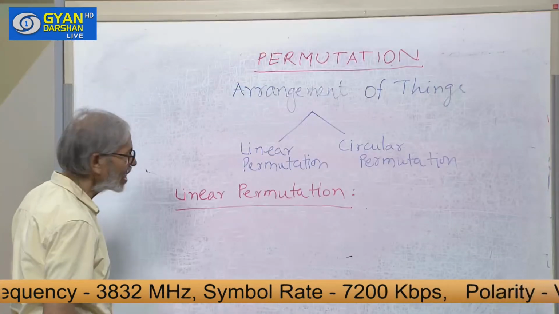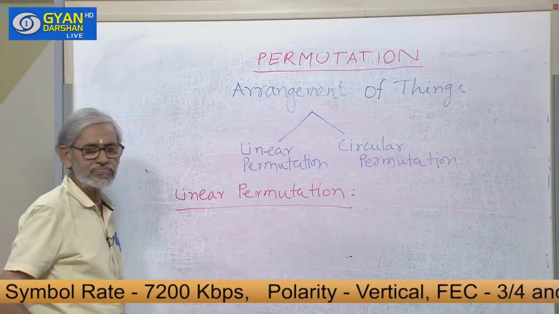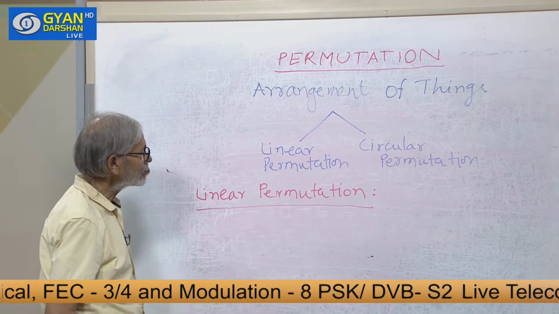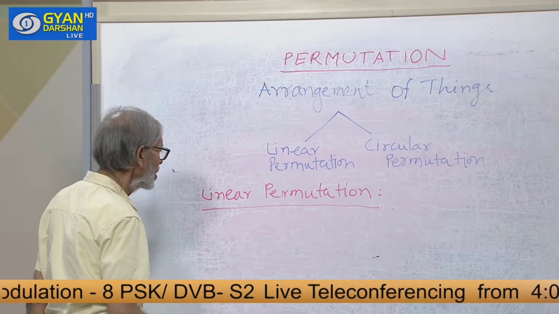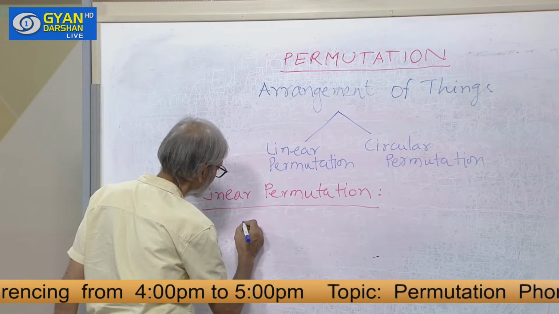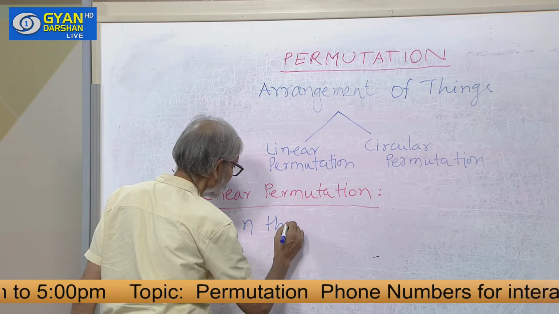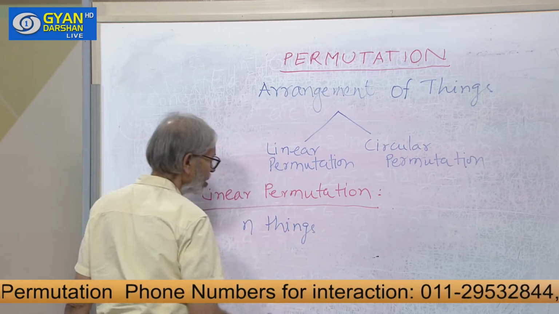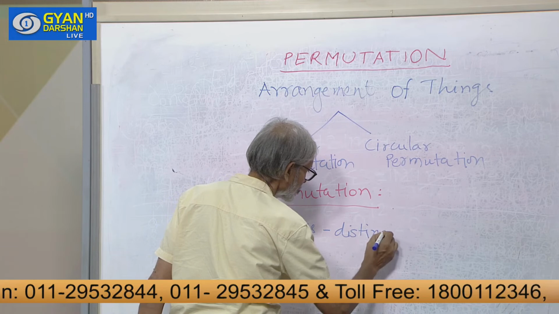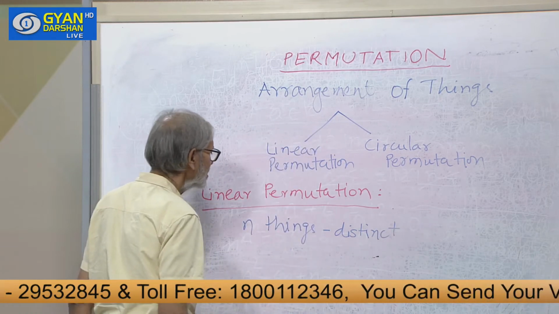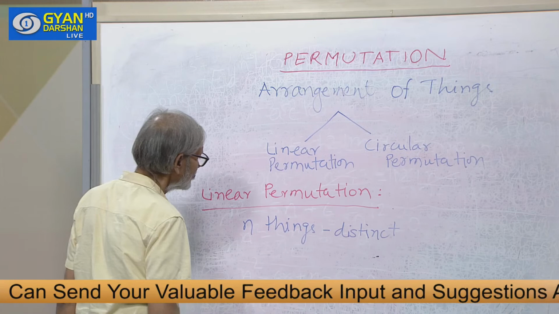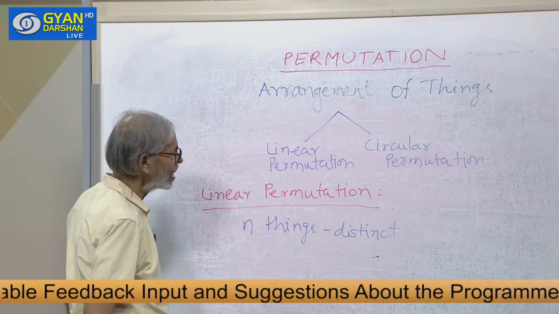When things are in a line, in one straight line, and we study the arrangement of the things, it is called linear permutation. Suppose there are n things, and all n things are distinct. Distinct means no two things are the same. Then in how many ways can their arrangements be done?